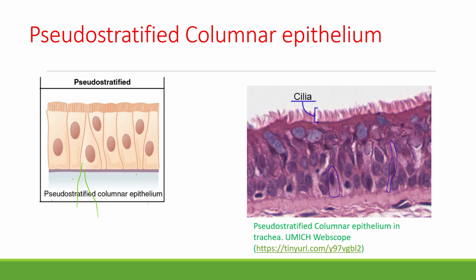Over on the left-hand side is a drawing of it, and over on the right-hand side, you can see an actual micrograph. Both of those have cilia. The cilia are the fuzzy hair-like things, so this is pseudostratified ciliated columnar epithelium. Not all pseudostratified has cilia, but a lot of it does.